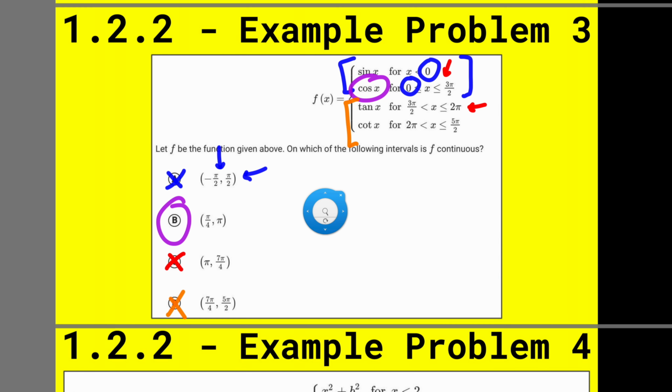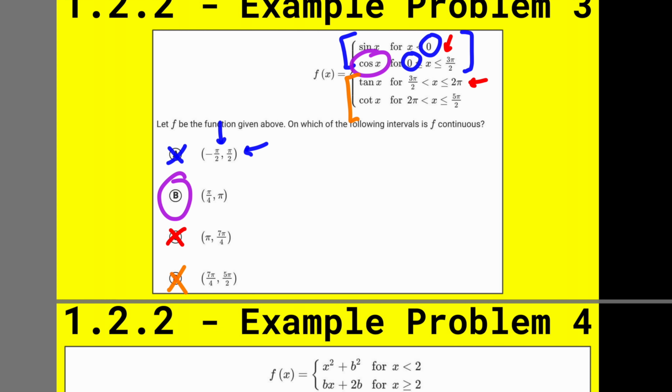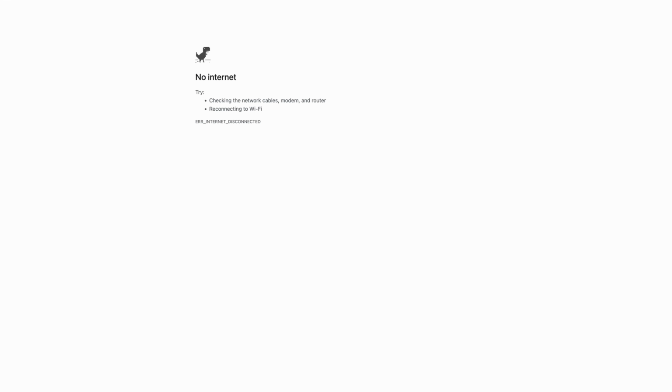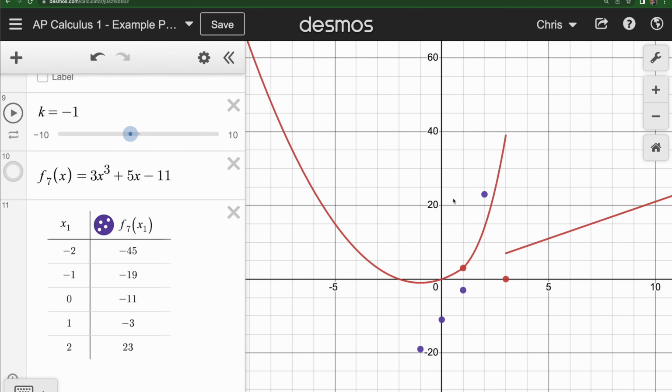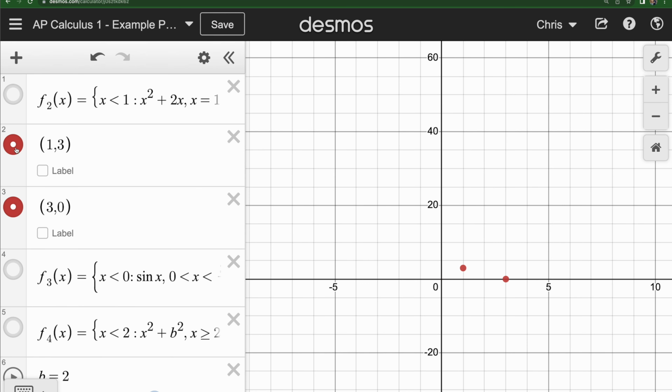Again, when in doubt, graph it out, graph all those pieces out, and you can kind of see that there's a jump. Actually, I'm going to show you what that looks like really quick. Here's that second one we did. You can actually see why this one would not be continuous because there's that jump there. Okay, and the jump is at 3. So that was number 2.